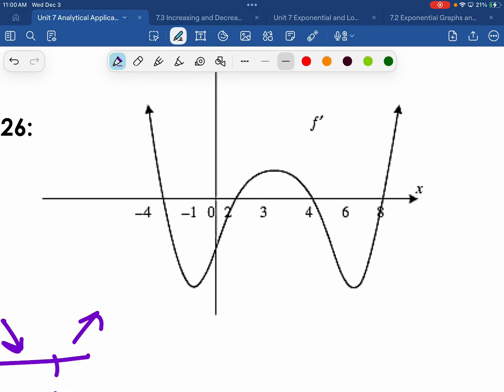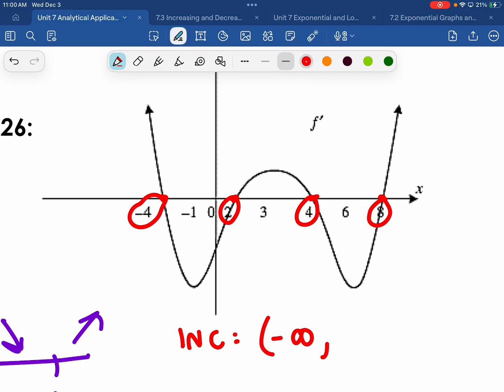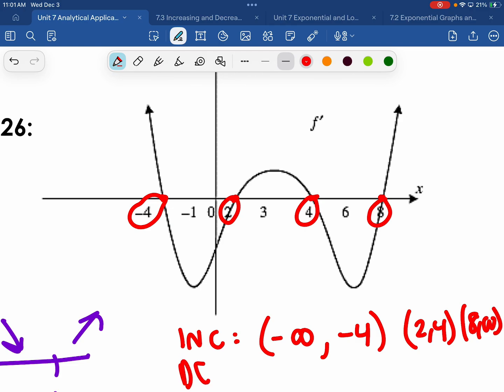where are you increasing? We're going to say this is -4. We're going to say this guy here is 2. We're going to say this guy here is 4. And we're going to say this guy here is 8. Okay, so -infinity to -4. And then where else? 8 to infinity. All right, and then decreasing would be -4 to 2 and 4 to 8.